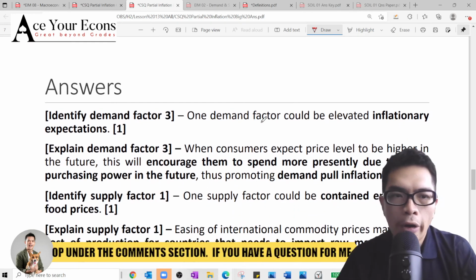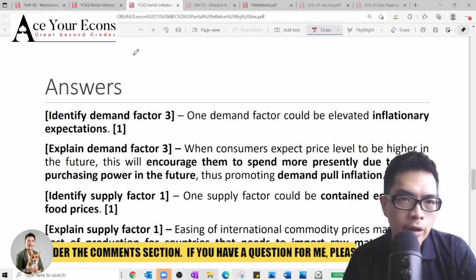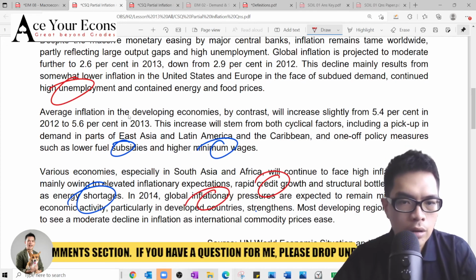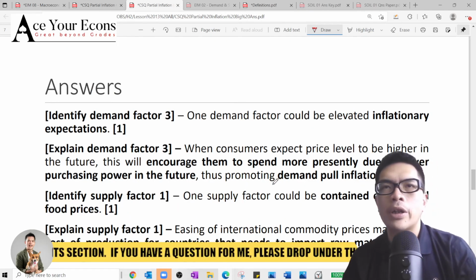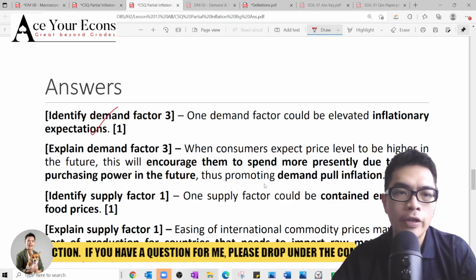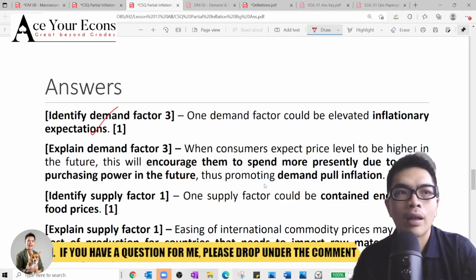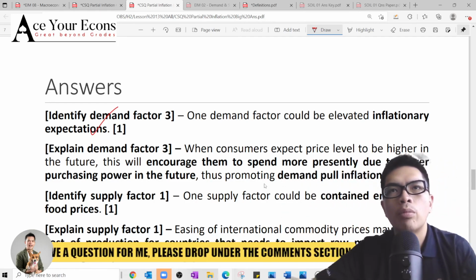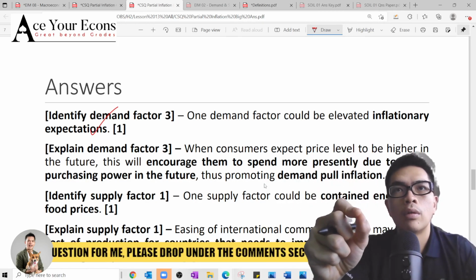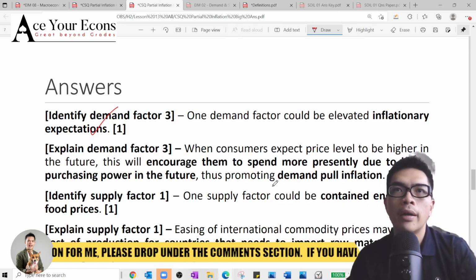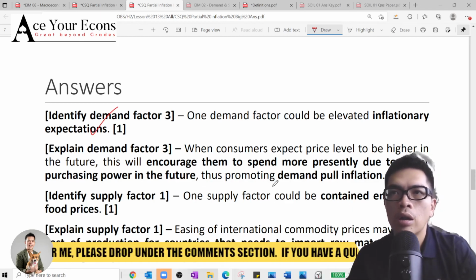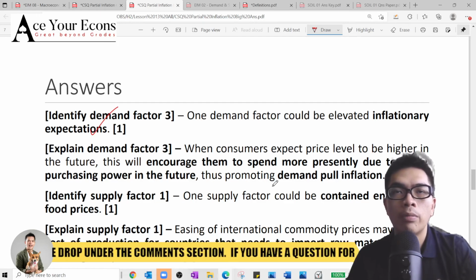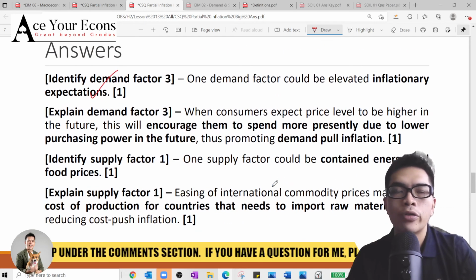The third point is inflationary expectation. You can see it right here. So how does it come into the picture? Remember just now we covered the concept of deflationary expectation. It works the other way. If you expect future prices to go up tomorrow, what would you do? You will probably consume more today. Why? Because in the future, your purchasing power will be eroded, which means that your present purchasing power will be higher. So might as well spend more today.